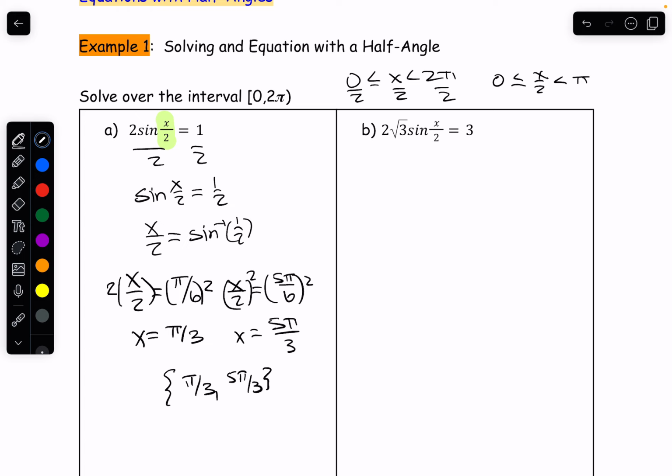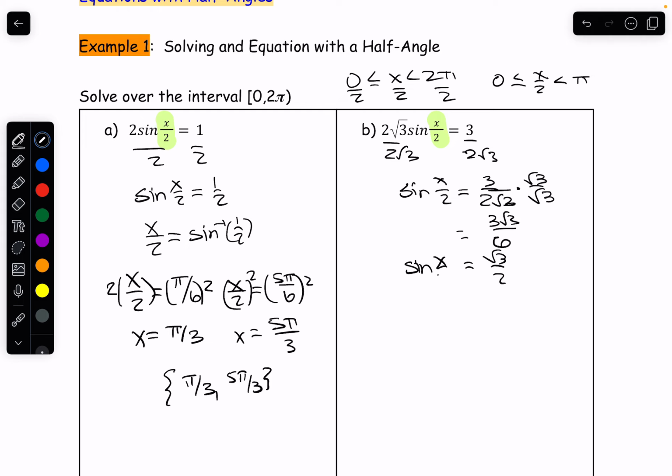In our second example, again, very, very similar. We're talking about the half angle, x over 2, so that means our interval is going to shrink from 0 to pi. Again, we're going to divide both sides by 2 square root of 3. And we're going to go ahead and rationalize this denominator so it becomes an easier form for us to see. Multiplying both top and bottom by square root of 3, we get 3 square root of 3 over 6. That becomes the square root of 3 over 2.